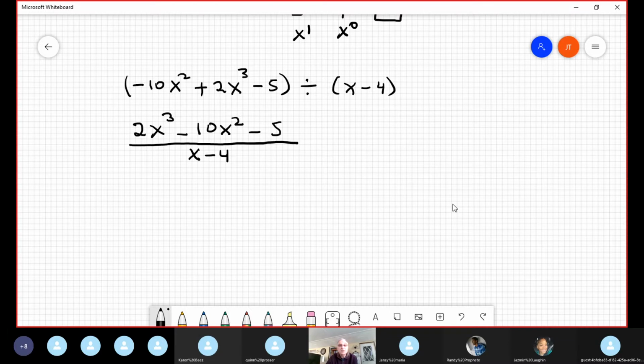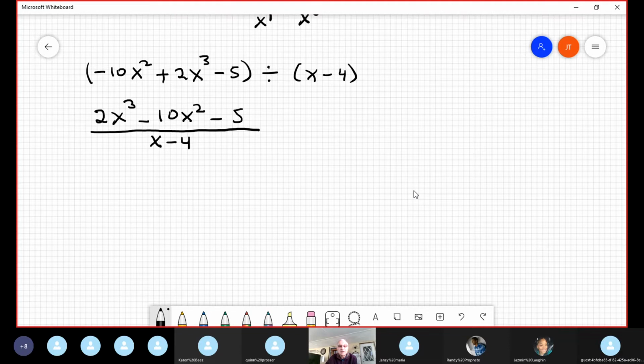So let me try to do it using synthetic division. Synthetic division is, if you copy that, personally, I like this organization. You put x to the 0, x to the 1, x to the second, and x to the third.